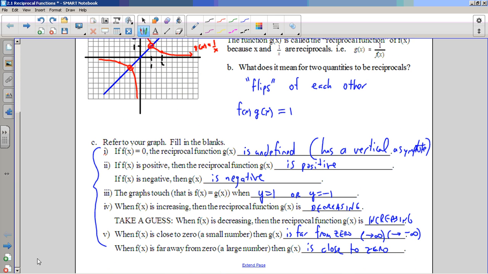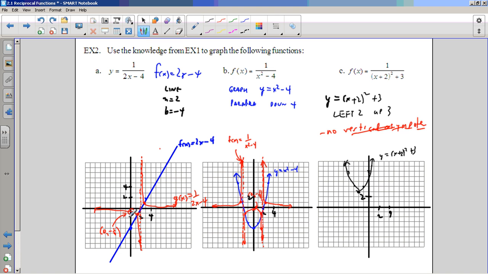Well, let's keep going. When f at x is close to 0, its reciprocal is far from 0. This one's never close to 0, so it means the red one's never going to be far from 0. But let's think of it the other way. When the bottom is far from 0, the red one is close to 0. So see how this one goes up and up and up? Well, that means this one must be low. When this one goes up and up and up, this one must be close to 0.